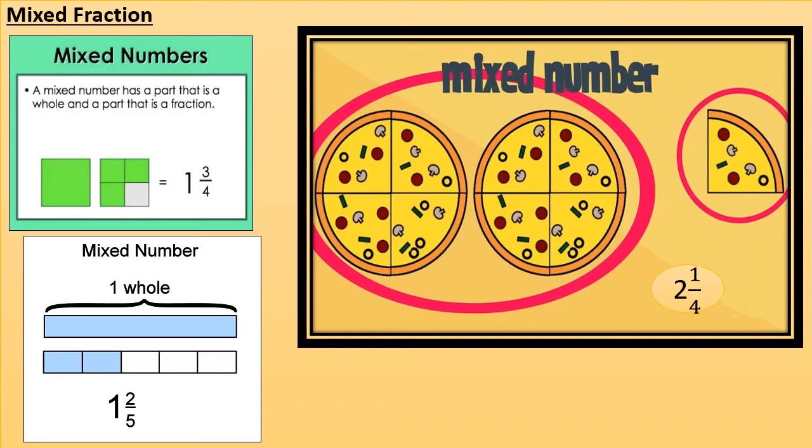Now the second example is 1 and 2 by 5. See, there is one whole rectangle and the second rectangle is divided into 5 parts, out of which 2 are shaded. So we will write it as 1 and 2 by 5. Now next is the example of pizza. You can see there are 2 whole pizzas and a quarter pizza is left after that. So we'll write it as 2 and 1 by 4.